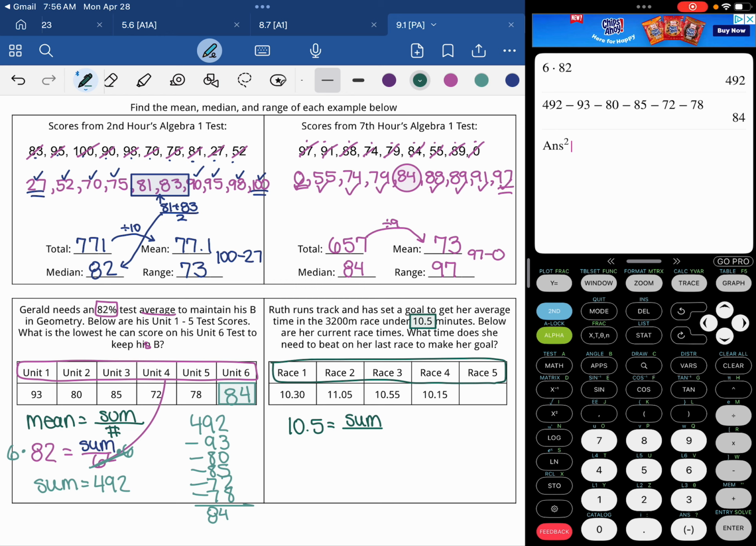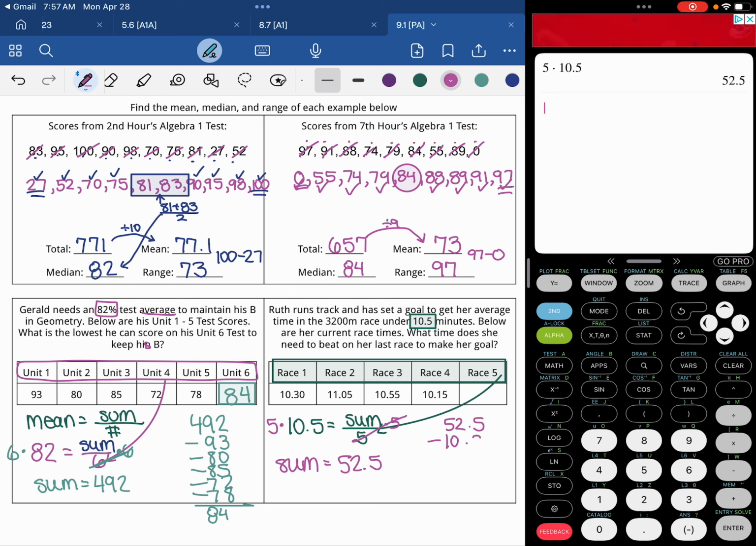How many races are there up here? 5. So you would put a 5 down there. And then to figure out what the sum is, you would take that 5 and multiply it to the other side. So her sum is 5 times 10.5, 52.5. And then you would take that 52.5 and you would subtract all 4 of the race times that you already know.